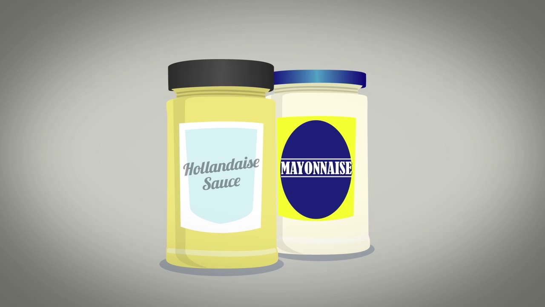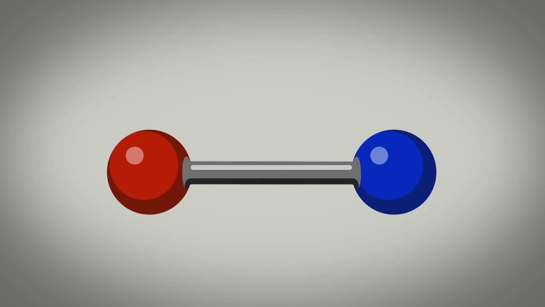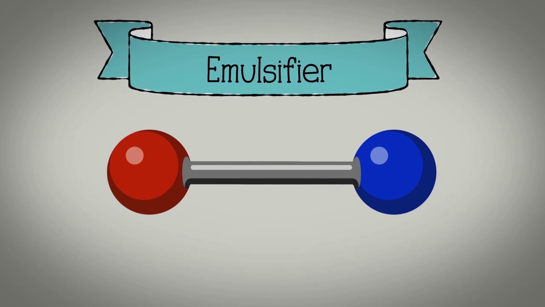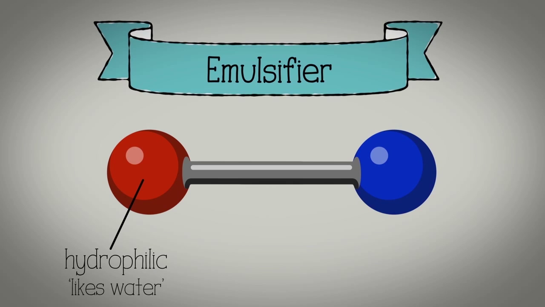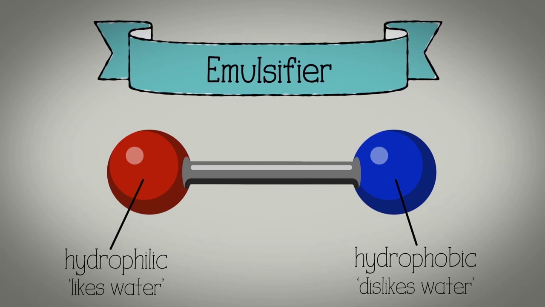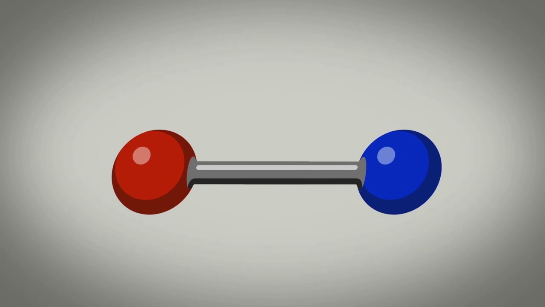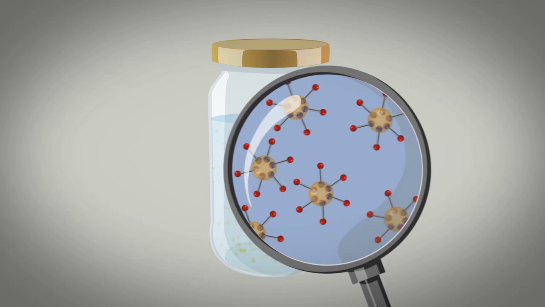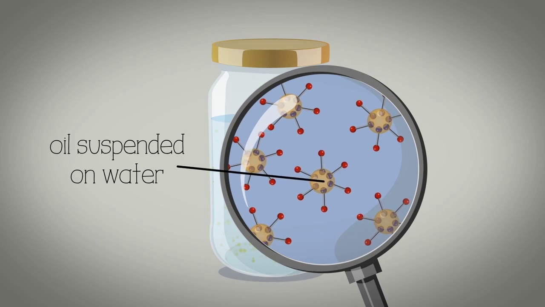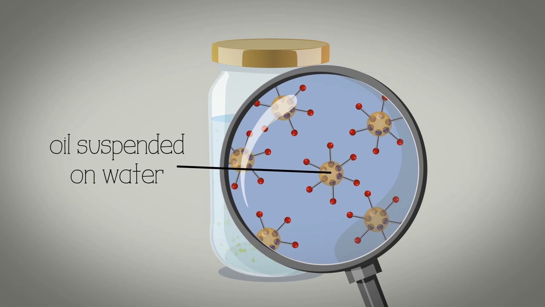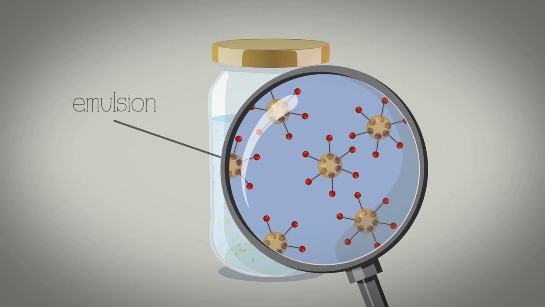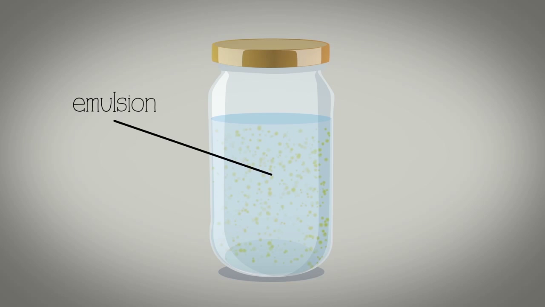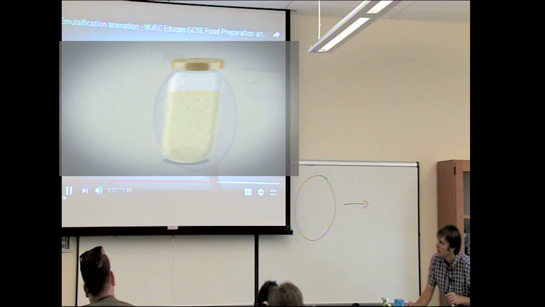This is how an emulsifier works. Emulsifiers are molecules with two ends. One end is attracted to water, it's hydrophilic, it loves water, whereas the other end is attracted to the oil. This end is hydrophobic, it really doesn't like water. When an emulsifier is added to a mixture of oil and water, its molecules arrange themselves so that they prevent the oil and water from separating, like this. The mixture has now become an emulsion. Emulsions are either oil in water or water in oil.